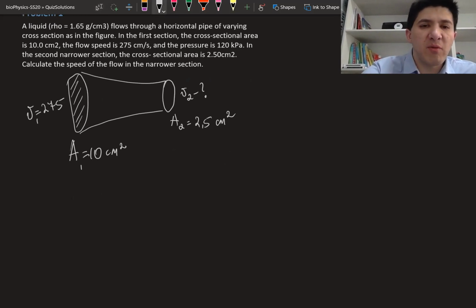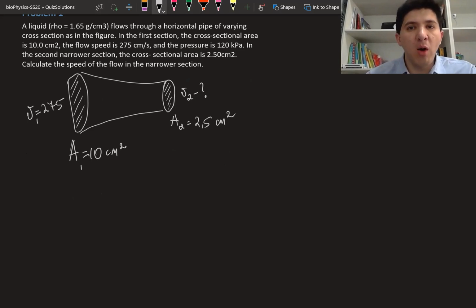We discussed this before. Since the product of the cross-sectional area and the velocity should always be the same, if you decrease the cross-sectional area, the velocity is going to be increased by the same factor. If you don't agree with me, we can just solve this.